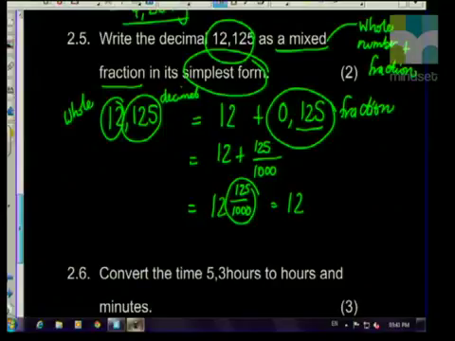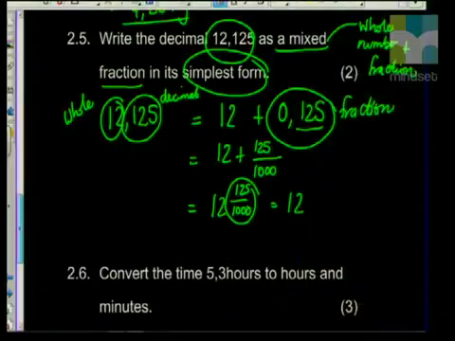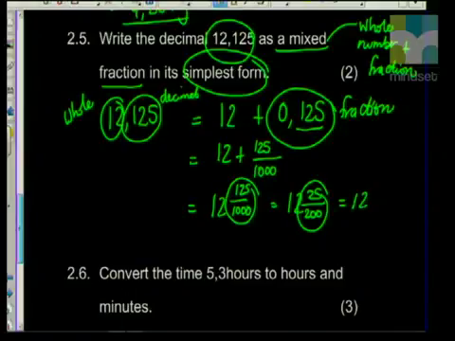So it's probably easiest on your calculator. So 125 divided by 5 is 25. And remember, whatever I do to the top, I need to do to the bottom. So 1,000 divided by 5 is 200. This still is not in its simplest form, so I need to divide again.